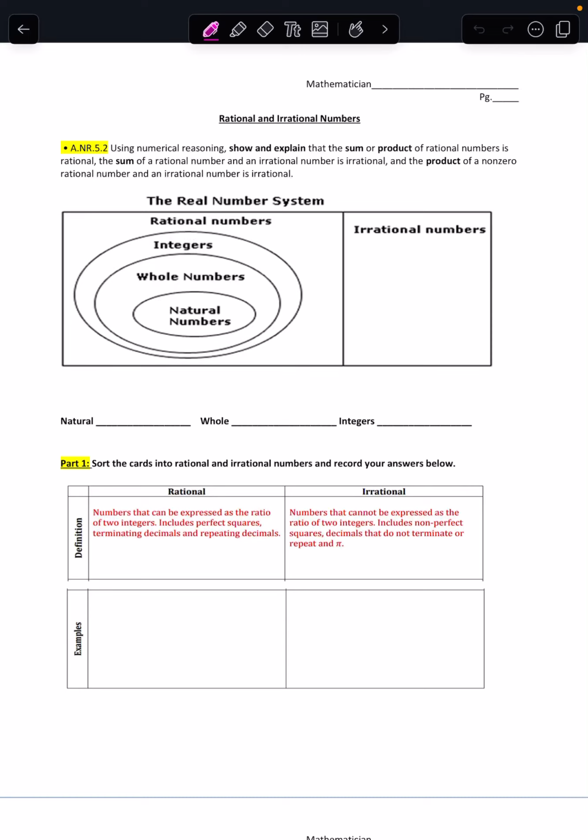Hello, everybody. Today we're going to talk about rational and irrational numbers. The standard that we're addressing today is A.NR.52, which deals with numerical reasoning: show and explain that the sum or the product of rational numbers is rational, the sum of a rational and irrational number is irrational, and the product of a non-zero rational number and an irrational number is irrational.